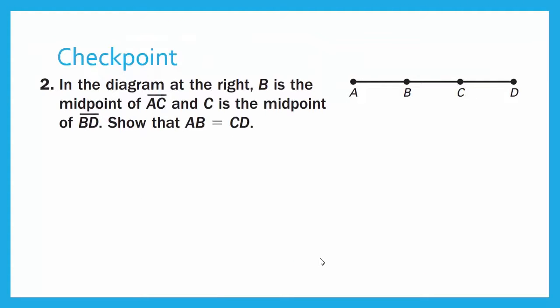All right, checkpoint problem number 2 is yours. In the diagram at the right, B is the midpoint of line segment AC. So B over here is the midpoint of this line segment A to C. And C is the midpoint of the line segment BD. So C is the middle of this line segment BD. Show that AB is equal to CD.